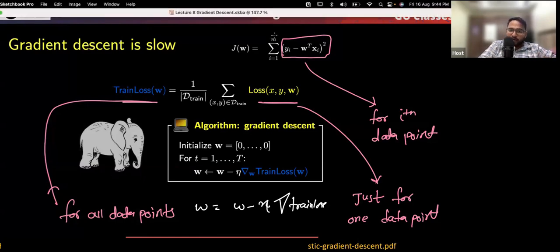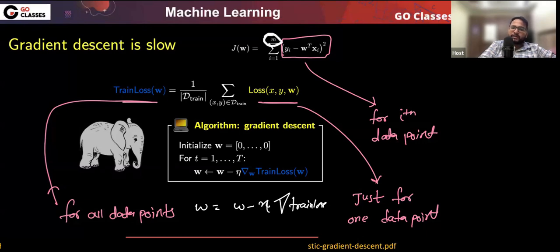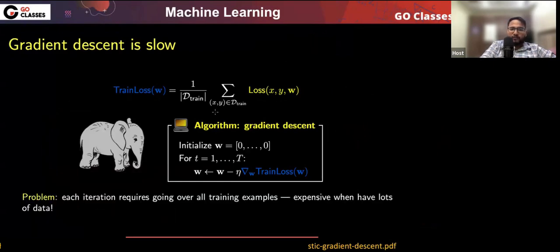Don't you think summing over 1 million will be too much time taking? Definitely, it will be too much time taking if the m value is 1 million, right? So that's why the elephant symbol is there. The gradient descent is slow. Okay. So we have one more algorithm. Here the problem is that each iteration requires going over all the training examples, which is expensive when we have lots of data. Okay. This slide I have taken from Stanford.